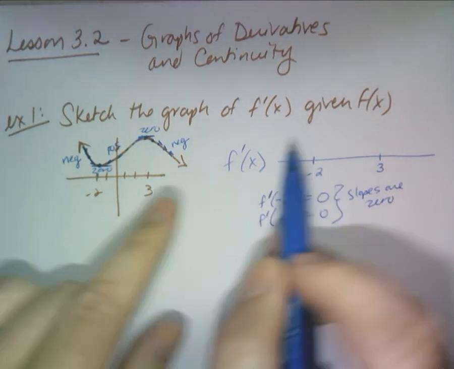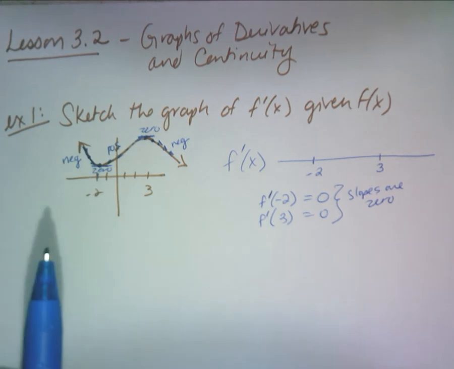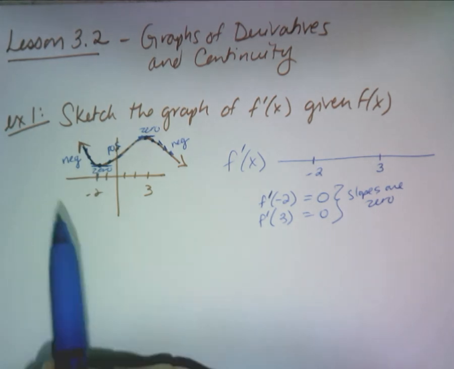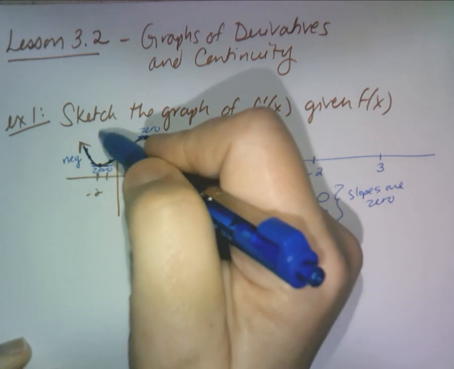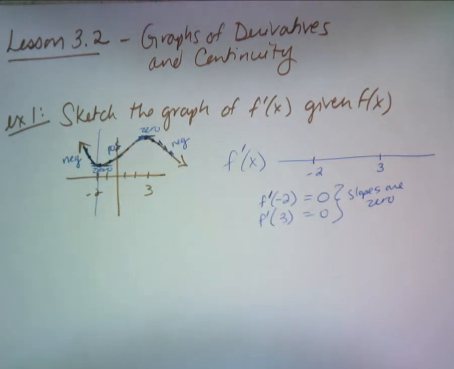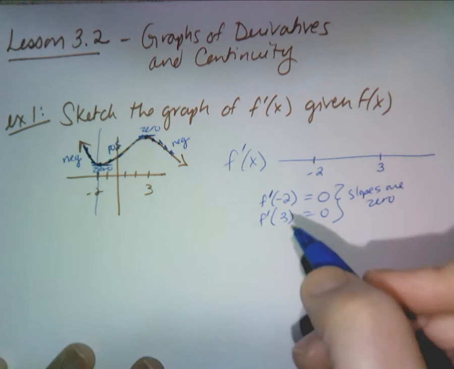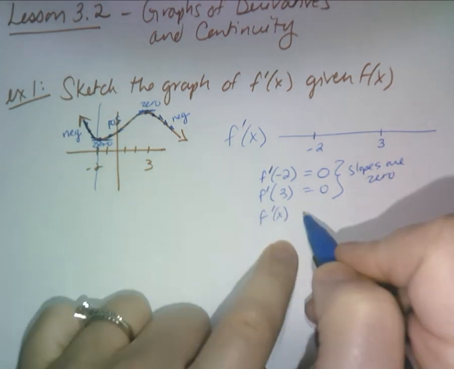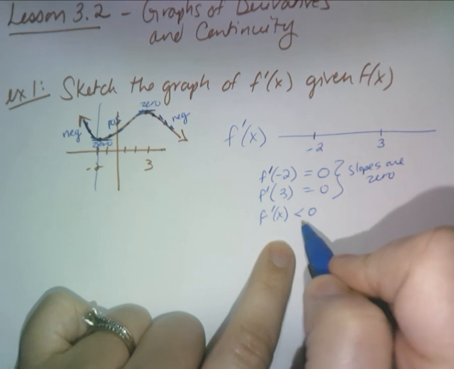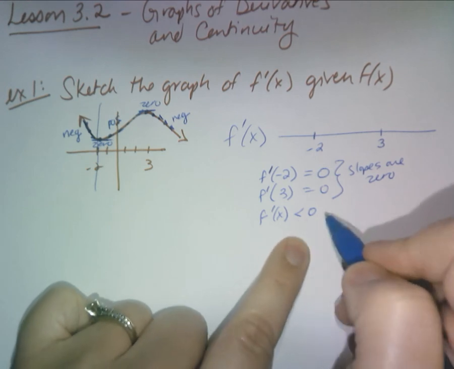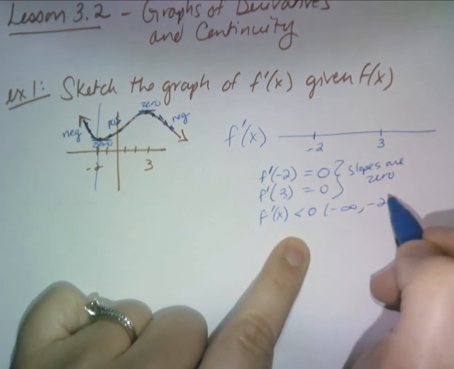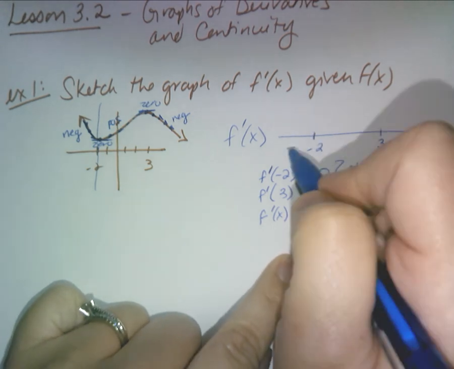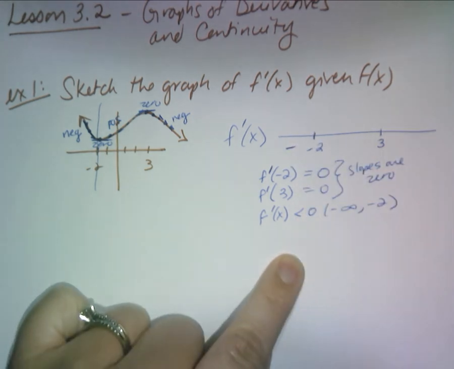Everything before -2, what kind of slope were you? Right before here, what kind of slope were you? You were always negative. So the slope of the function was less than 0, or negative, from -infinity to -2. You had a negative, so you're down here, which is negative.